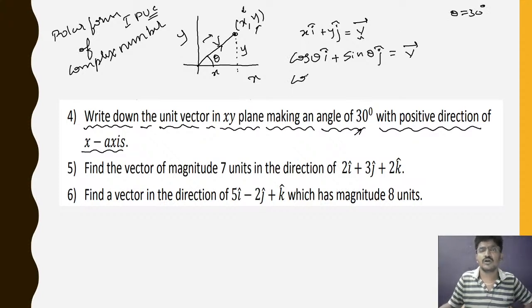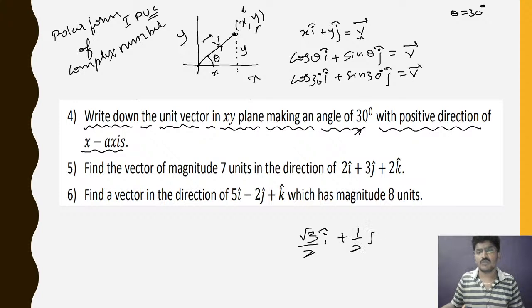So now cos 30° i cap plus sin 30° j cap equals vector v. What is cos 30°? That is root 3 by 2 i cap plus, what is sin 30°? 1 by 2 j cap equals vector v. So this will be the answer.